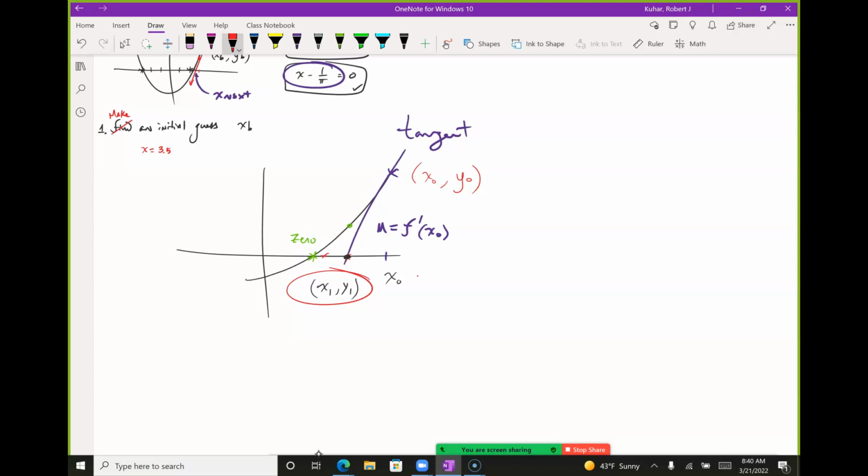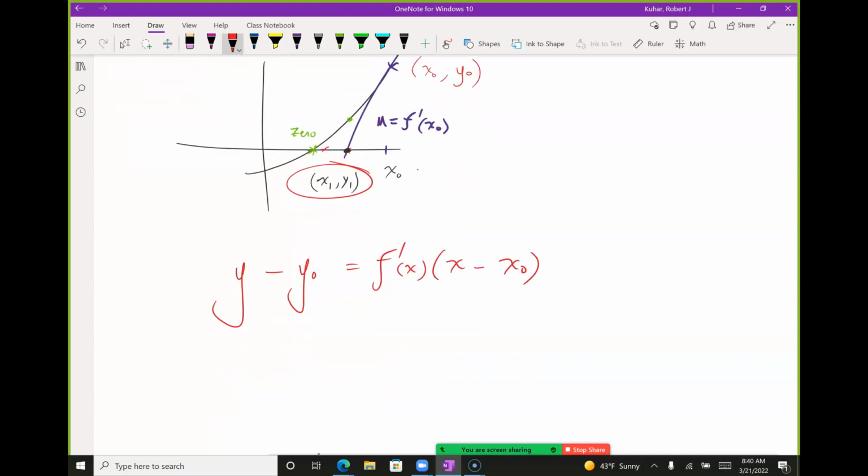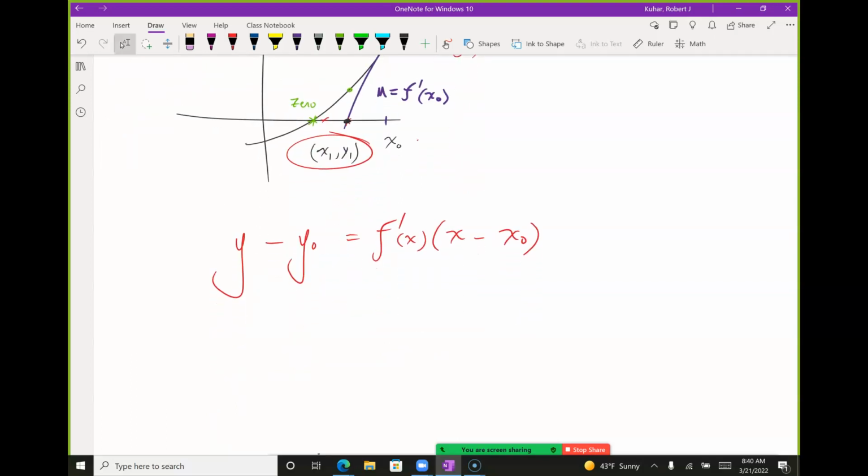Okay. So what can I say here? What do I know? I know y minus y initial equals f prime of x initial times x minus x initial. Everybody with me there? Good. Notice this is f prime of x initial, right? That was my guess. Notice where I used my initial guess from. Now, how do I find y initial?